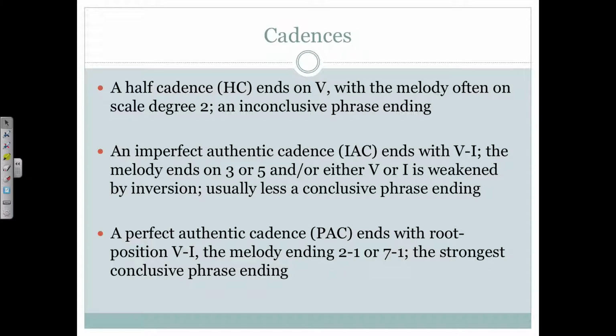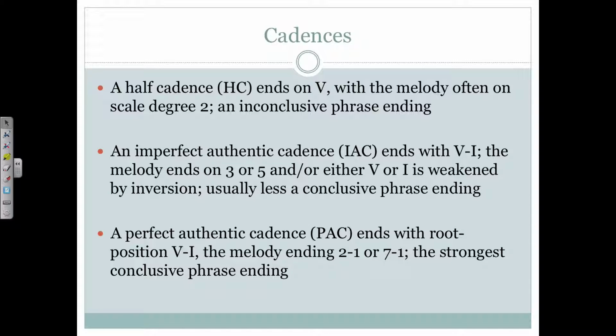An imperfect authentic cadence is within a family of 2 cadences called the authentic cadences. We abbreviate it IAC. It ends with a dominant to tonic, 5-1, but the melody ends on a 3 or a 5. Or either the 5 or 1 is weakened by inversion. So it doesn't have the same kind of strong sound as the perfect authentic cadence, which we'll see in a second. It usually is less conclusive of a phrase ending, but it's certainly more conclusive than the half cadence.